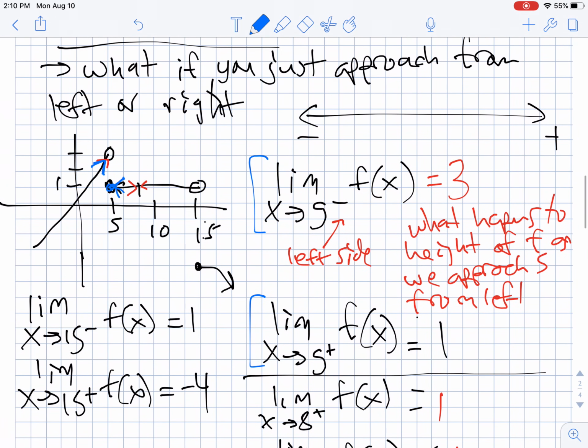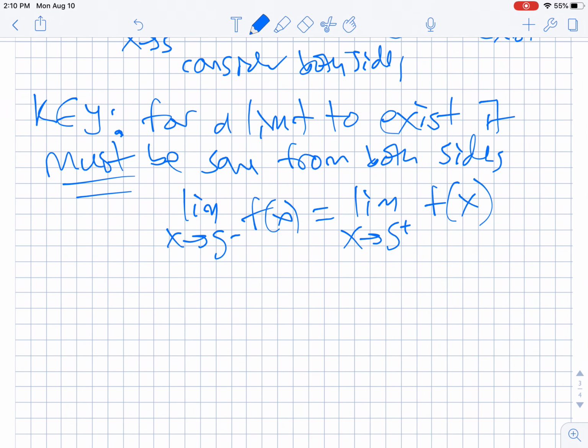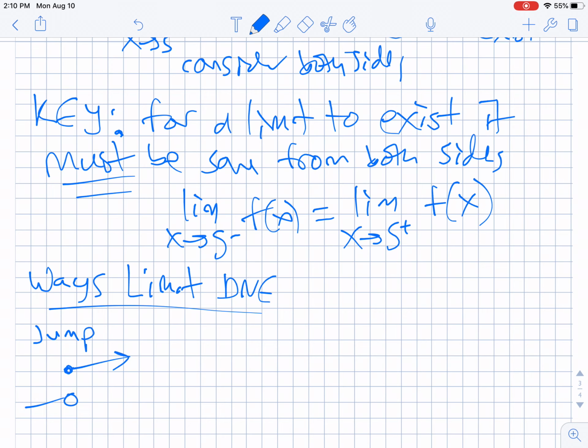And just with some other cases, like obviously if I asked for the overall limit at 8, that would still be 1. And at 15, we would also see it doesn't exist there because it's different on both sides. Okay, so you might ask, what are some of the other ways a limit might not exist? So, ways a limit doesn't exist. Okay, so we could have what's called a jump, and that's what these cases are, where it kind of jumps from one side to the other side.